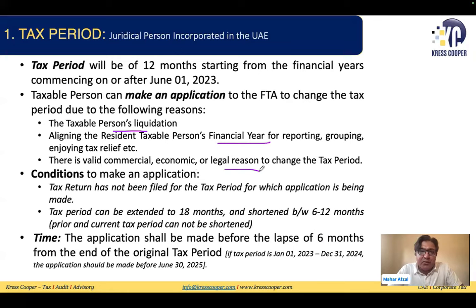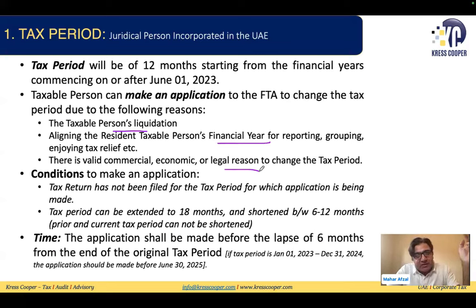For this purpose, you need to make an application to the FTA. When can we make an application? You can make an application before the submission of the return for that period, and at maximum within 6 months of the end of the original tax period. Which means you need to submit the return within a maximum of 9 months.